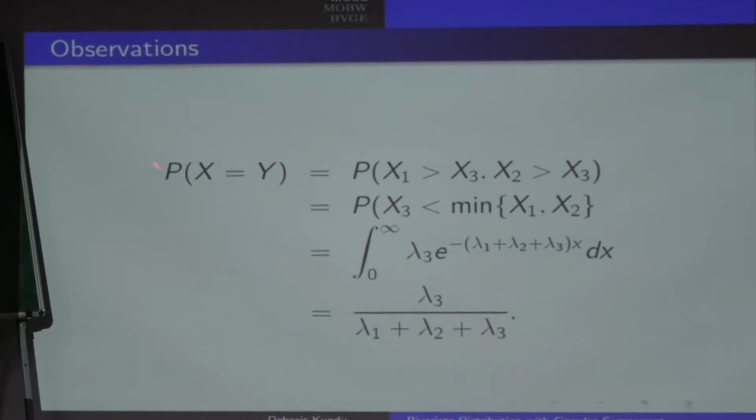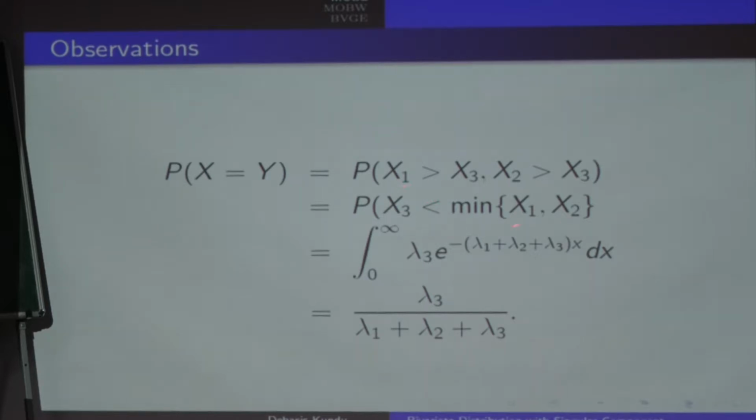Because whenever x is equal to y, both of them have to be equal to x3, which means x1 has to be more than x3, and x2 also has to be more than x3. So the probability that x equals y is the probability that x1 is greater than x3 and x2 is greater than x3. Which means x3 is less than the minimum of x1 and x2. Okay, fine.